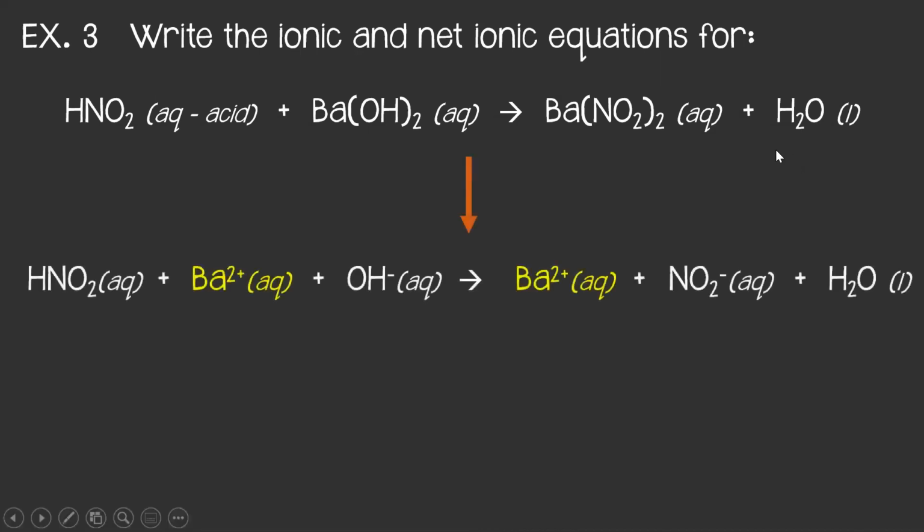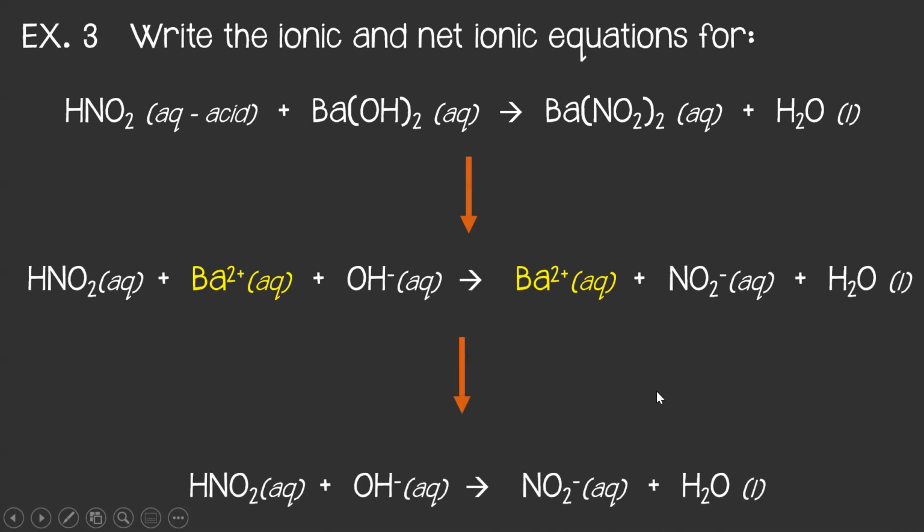Okay, so my ionic equation should look like this. Barium has a +2 charge in group 2. Hydroxide and nitrate both have a -1. Okay, so I've highlighted my spectator ion. I only have one in this case. So I'm going to have on my reactant side 2 things and my product side 2 things.